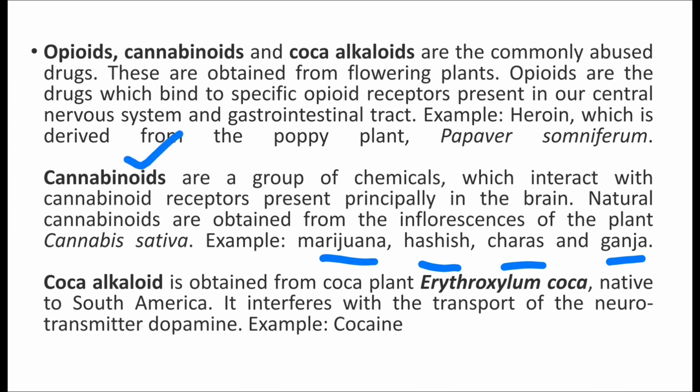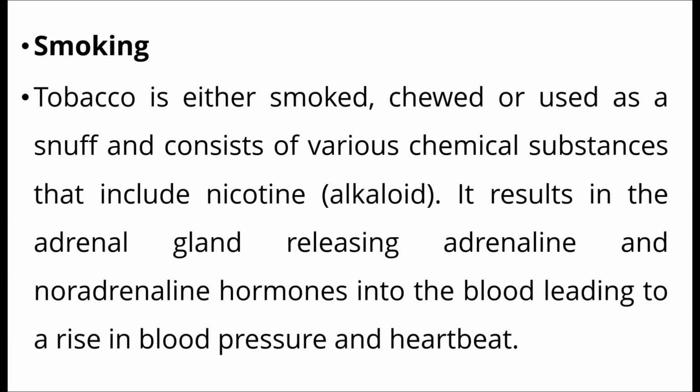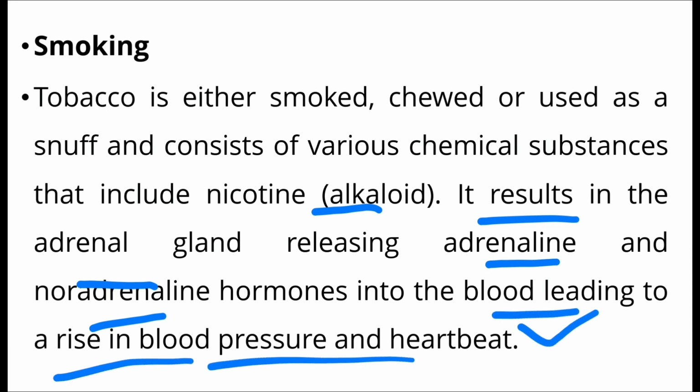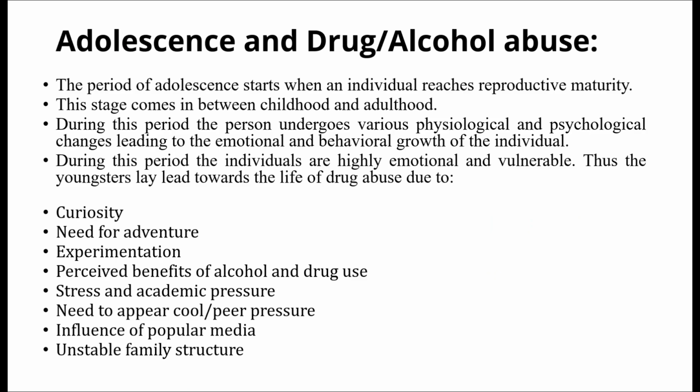Then coca alkaloids, these are obtained from the coca plant, Erythroxylum coca, which is native to South America. It interferes with the transport of the neurotransmitter dopamine. An example of this coca alkaloid is cocaine. Then smoking. Tobacco is either smoked, chewed or used as snuff and consists of various chemical substances that include nicotine, and nicotine is an alkaloid. It results in the adrenal gland releasing adrenaline and noradrenaline hormones into the blood, leading to a rise of blood pressure and heartbeat. Then what is adolescence?